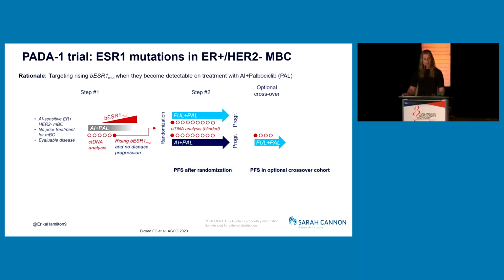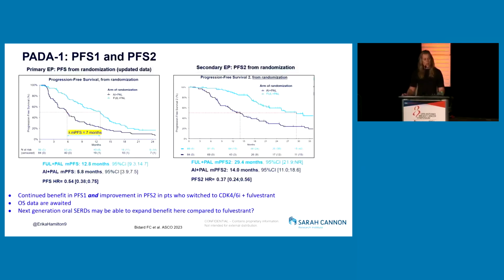And then you also see this PFS2, how this is designed with the crossover to fulvestrant for those patients that are on AI. And whether we look at the left, PFS from randomization, certainly looking better for those patients that switch, and this shouldn't be surprising. And PFS2 looking from randomization looks better as well. So OS data certainly is awaited.